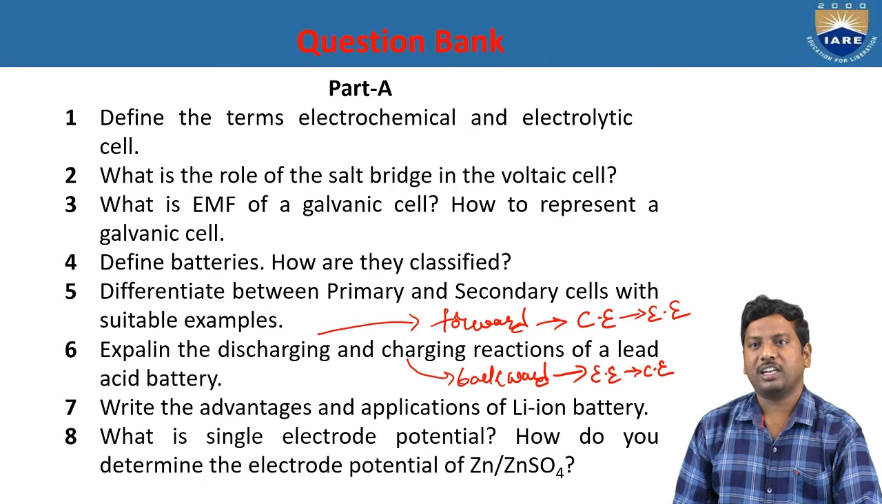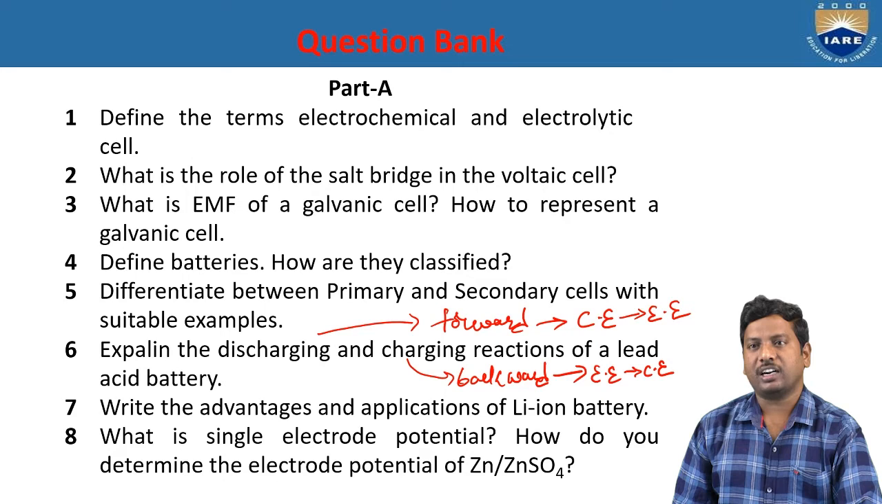Write the advantages and applications of the lithium ion battery. The advantages of the lithium ion battery are that it can be used in portable appliances and home appliances. And the applications of the lithium ion battery: it acts as a leak proof cell, and it gives a very small voltage compared to other batteries.